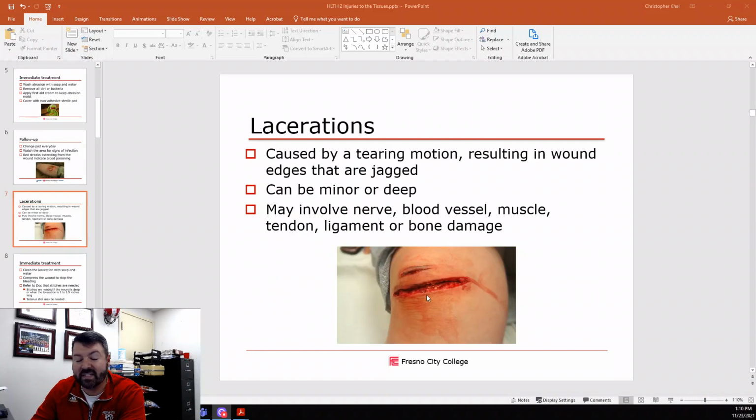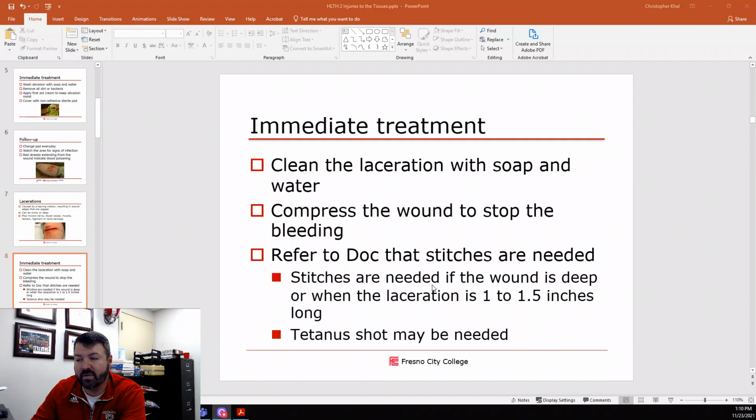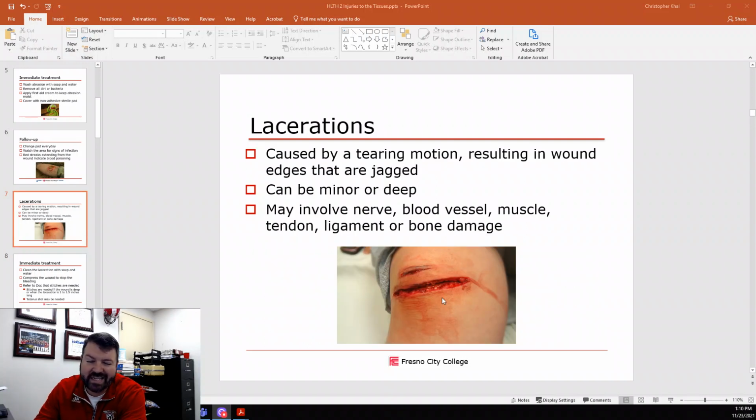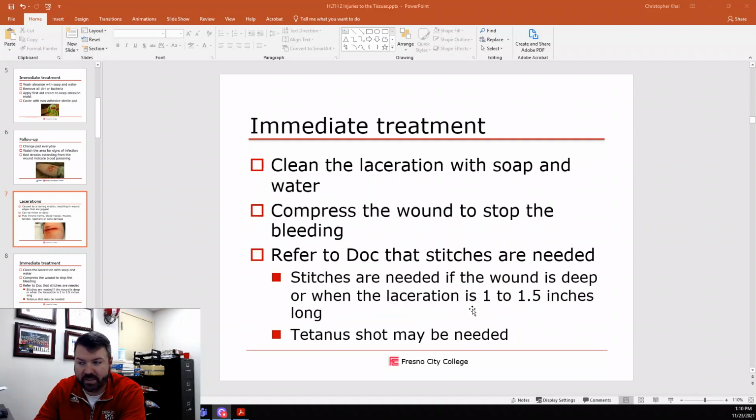For something like this, it's going to need stitches. Anything an inch and a half long is going to require stitches, especially if it's on an area really sensitive like the face. You're going to need stitches to make sure that you reduce that scar as much as possible. There are areas like a knee or elbow where it's going to be more of a badge of honor, but you still want to make sure that it's sutured shut. That way it heals faster and appropriately. Then depending on whatever caused that laceration, you might need a tetanus booster or something else.